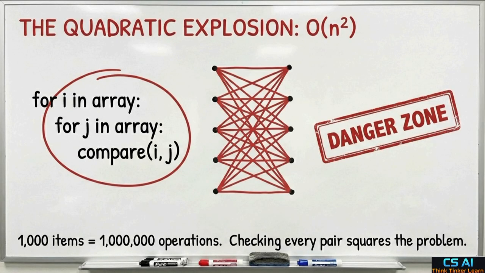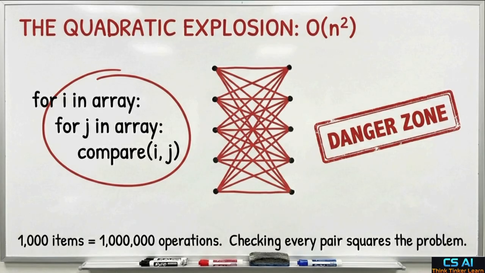Now we enter the danger zone. This is the quadratic explosion, or O(n squared) time. This is where operations grind to a halt and users get frustrated. The most common cause of O(n squared) complexity is nested loops. When you have a loop running inside another loop over the same array, you are essentially comparing every single element with every other element. The growth here is not linear, it's exponential.